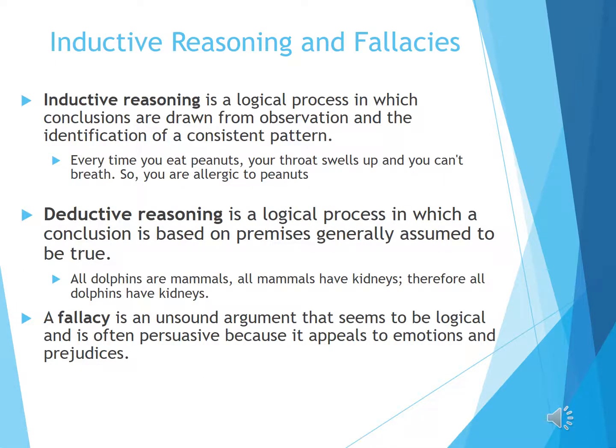Inductive reasoning is a logical process in which conclusions are drawn from observation and the identification of a consistent pattern. So for example, if every time you eat a peanut your throat swells, then you can assume you are allergic to peanuts. Deductive reasoning is a logical process in which a conclusion is based on the premises generally assumed to be true. For example, all dolphins are mammals. All mammals have kidneys. Therefore, all dolphins have kidneys.